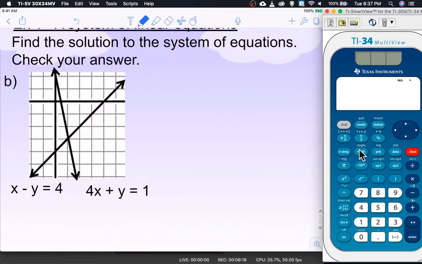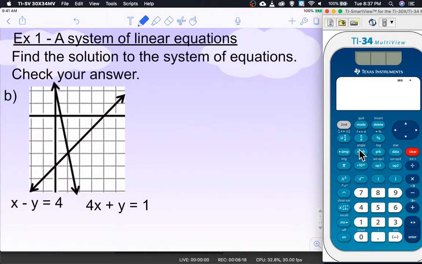Okay, letter B. Find the solution to the system of equations, check your answer. So right now, can you find the solution to the system of equations? It's right there. It's where the two lines intersect. It is the point 1, -3. That is the x value and that is the y value that makes this system true.